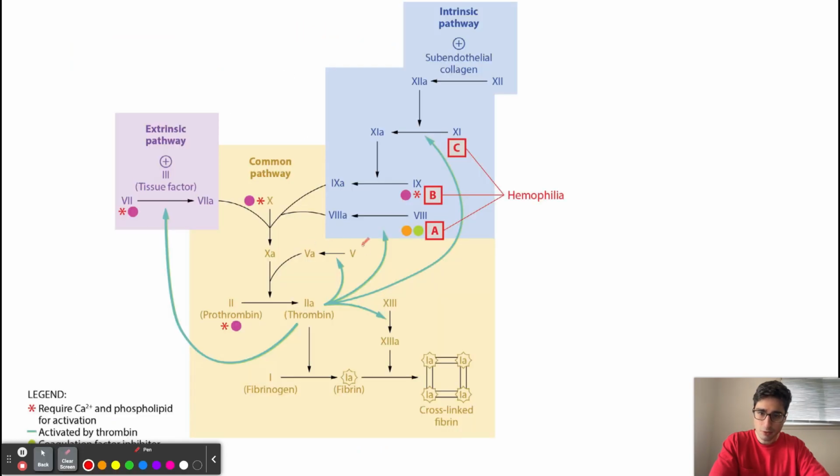Now, if you're not able to deactivate factor 5, then that is going to cause increased production of thrombin, because remember, factor 5 is going to play an important role in converting prothrombin to thrombin, and so that is going to result in a hypercoagulable state.